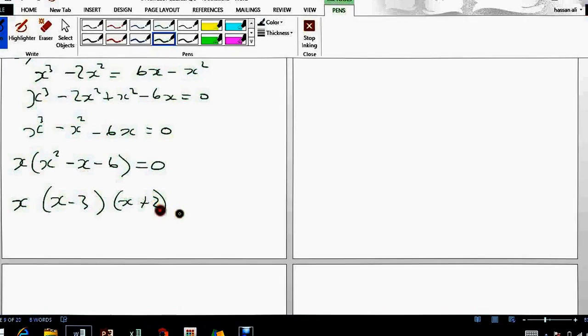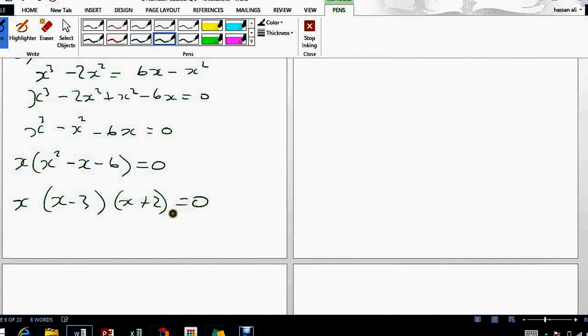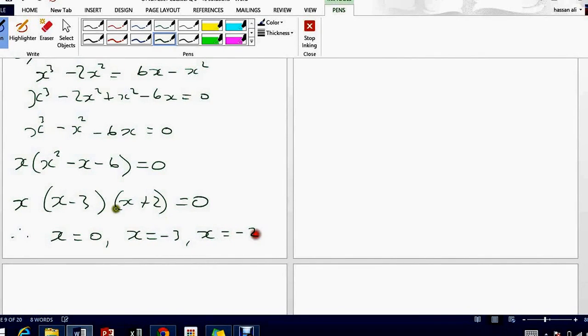Now I can put that into two brackets, so x times x minus 3 and x plus 2. That gives me, if I add minus 3 and 2, minus 1, and that gives me minus 6. That works. So therefore your values will be x will equal 0, or x will equal 3, and x will equal minus 2. Just take any of the brackets, make sure you show it. I'm just taking those brackets: x minus 3 equals 0, so x will equal 3.